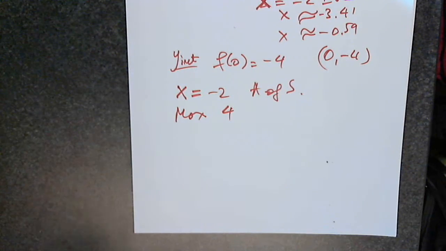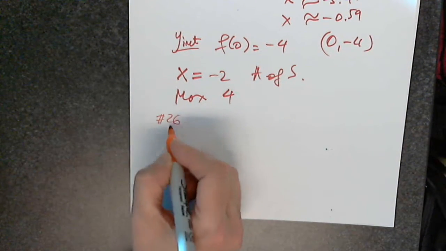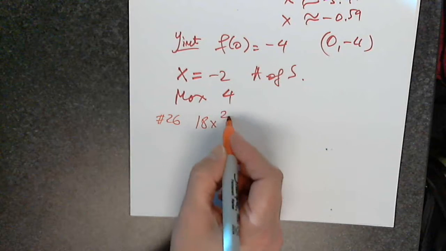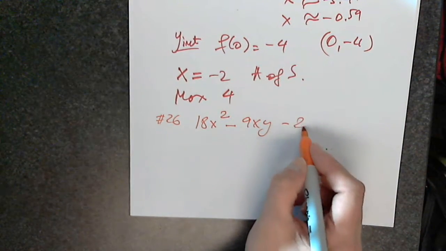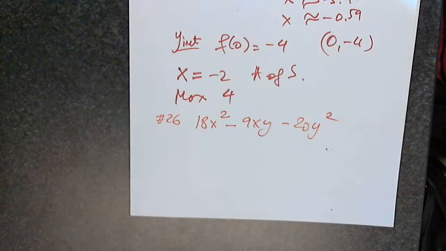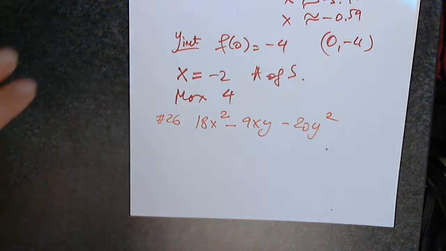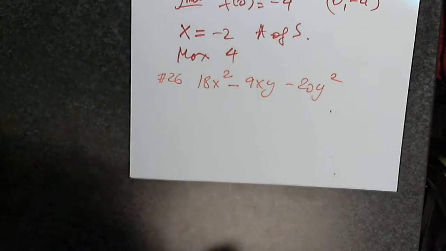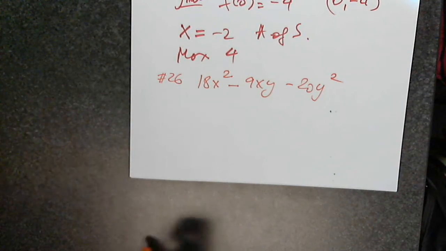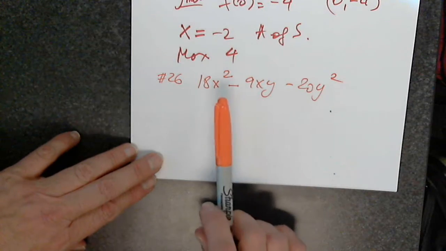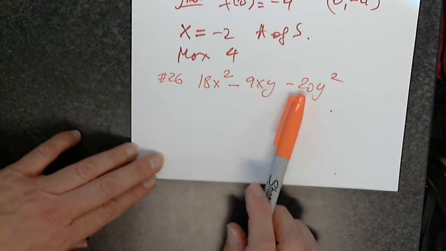26. In 26 we're given 18x squared minus 9xy minus 20y squared, and we're asked to factor. Factor each trinomial. Very good. Okay, first step. It's a trinomial. It's in descending order of powers of x: x squared, x, no x.